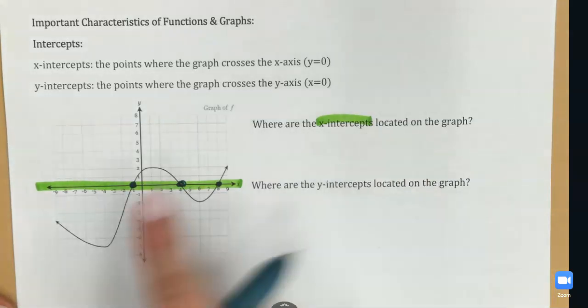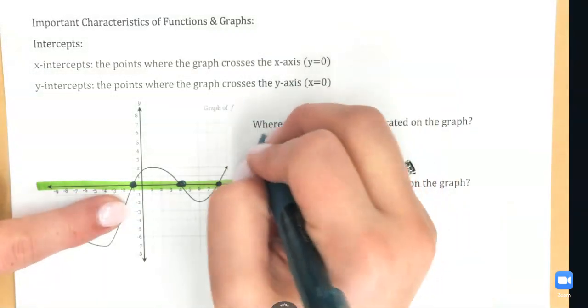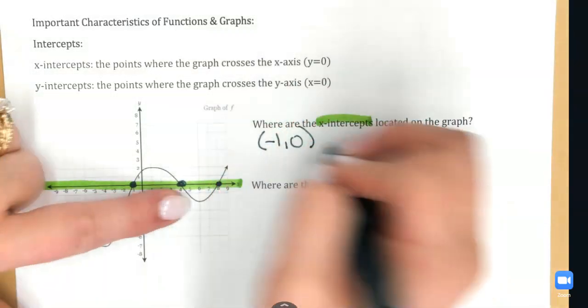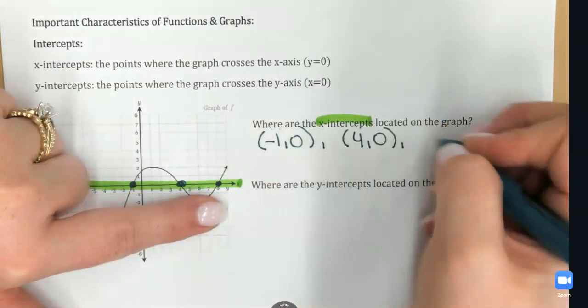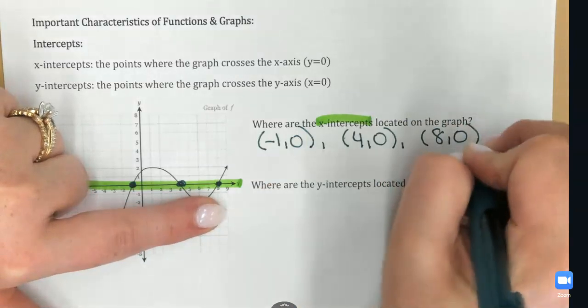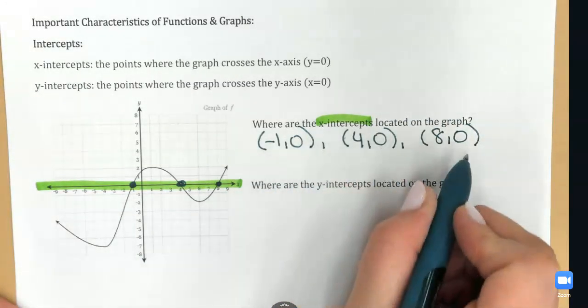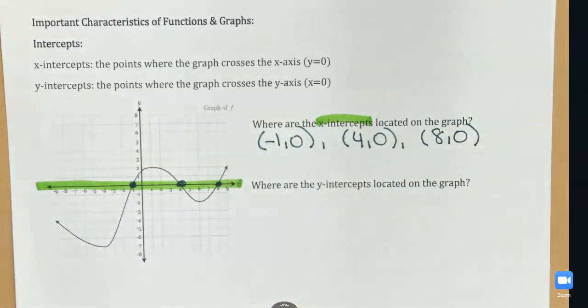So let's talk about those coordinates. I've got here (-1, 0), (4, 0), and (8, 0). Notice all of those y-coordinates are 0, and so I have multiple x-intercepts.